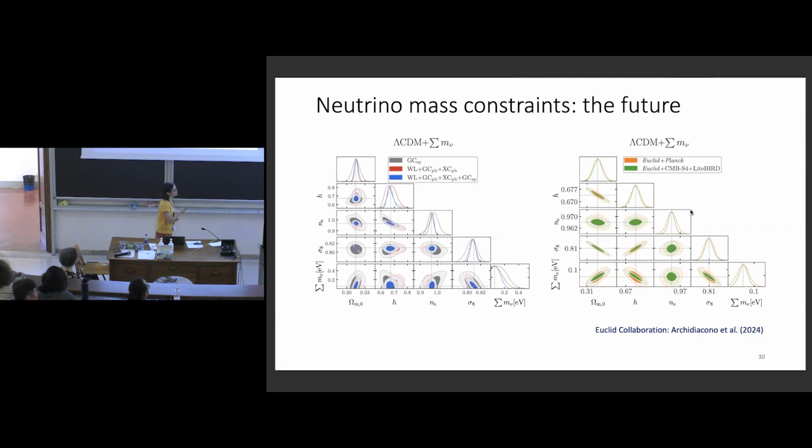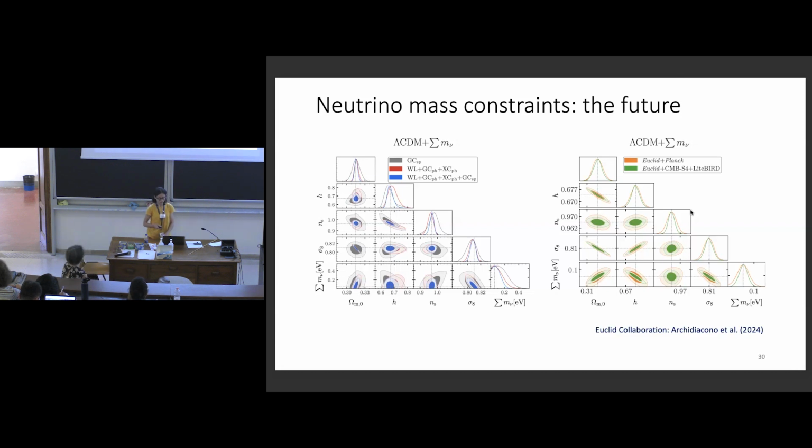I'm not going through the details of these marginalized posteriors, but let me just say that there is a great complementarity between Euclid spectroscopy and photometry, and this complementarity is key to detect the neutrino mass. Then on the other side here, this is the same triangle plot, but here we have the combination of Euclid primary probes with CMB. In orange, we have the combination with Planck, and in green, we have the combination with future CMB experiments, CMB stage 4 and LiteBIRD.